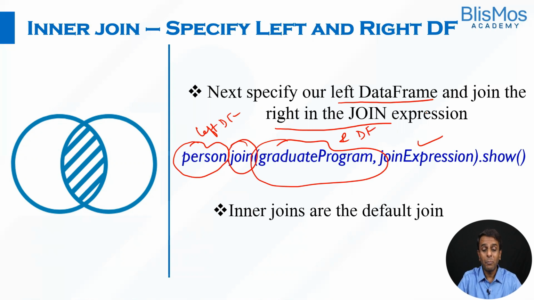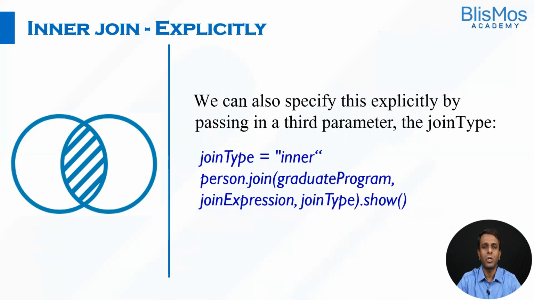Inner join happens to be the default join in Spark. That is the reason I am not providing the type of join here. But if you really want to explicitly mention what kind of join you are using, then you can create a variable name join type and mention that as a inner and provide that as a part of your statement. Wonderful. This is how we use the inner join.